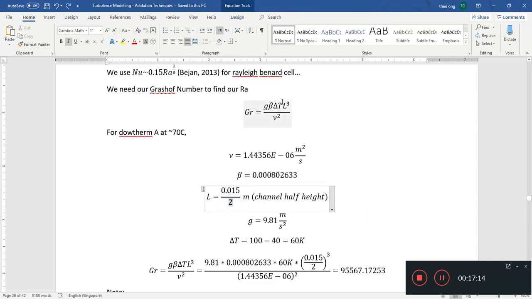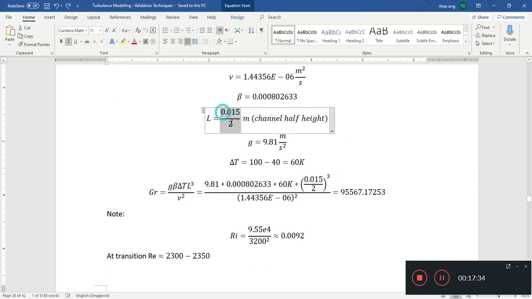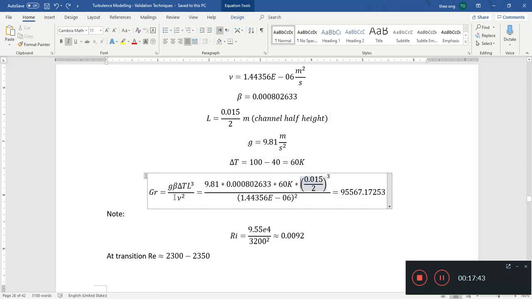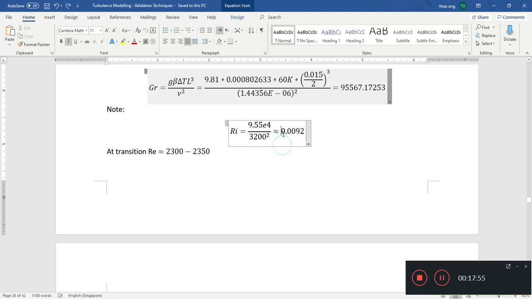The length we use here is actually half the channel height. Now, for channel flows, we usually like to take half channel height to be the reference length scale. Though, of course, I do find that channel height is a bit more convenient, but that's what literature uses, so we'll just stick with that. And here we go. So length is this, and gravity is this. The delta T is about 60 Kelvin. Plug everything in, we'll have a Grashof number of about 9.55 times 10 to the 4. So just interesting to note that the Richardson number is about 0.0092.